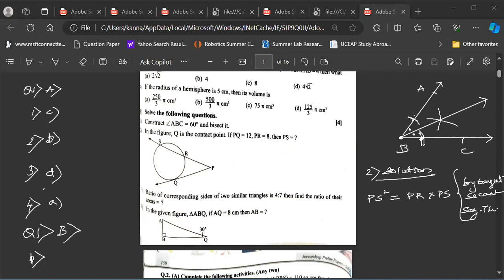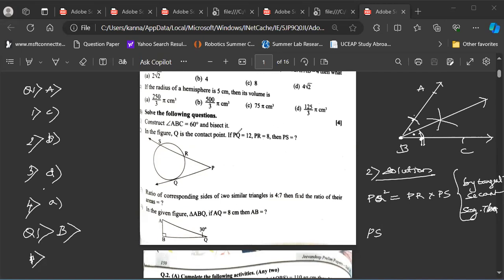Now, this is the tangent secant theorem, the segment theorem. In short, understand it like this. What is PS? We don't know. We want to find PS. So, PQ square equals PR into PS.